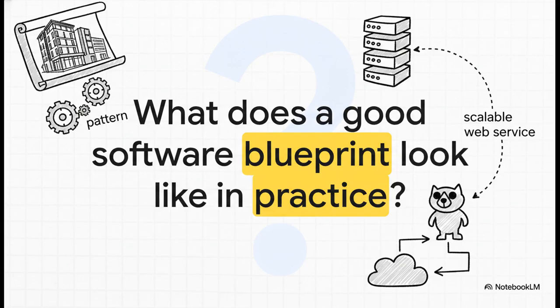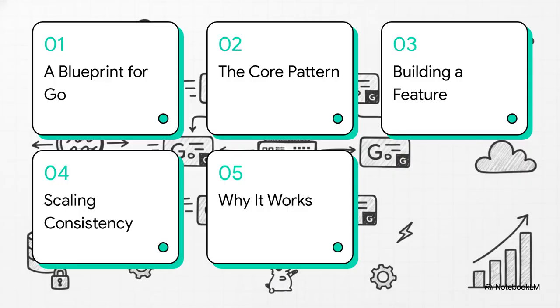It's one thing to talk about good architecture in the abstract, but it's way more valuable to actually see it in action. And that's exactly what we're about to do. So here's how we'll break it down. First, we'll look at the high-level blueprint. Then, we'll zoom right into the core pattern that makes it all tick. We'll see how a single feature gets built, then understand how that scales. And finally, we'll wrap up with why this whole approach just works so well.